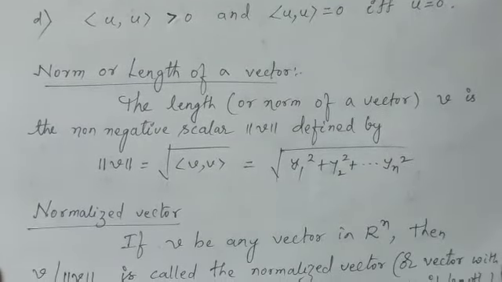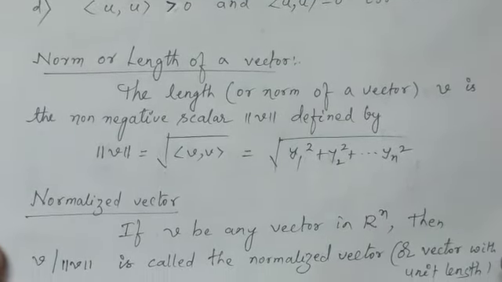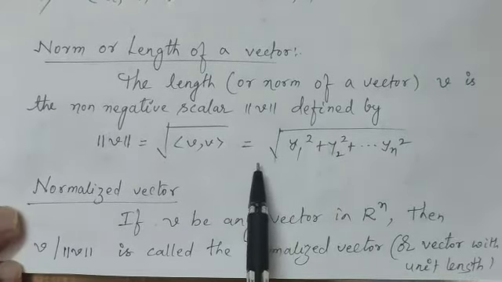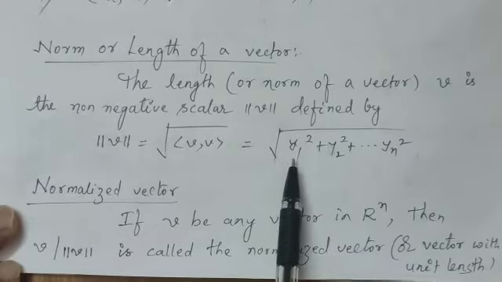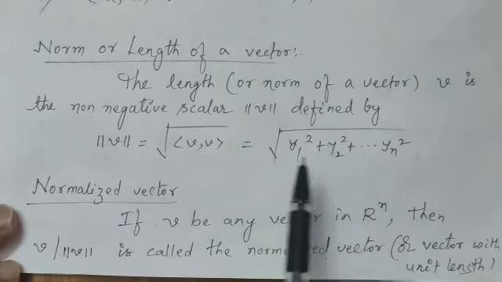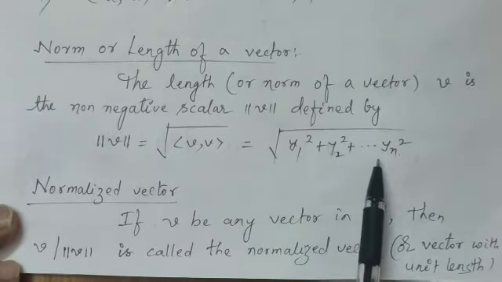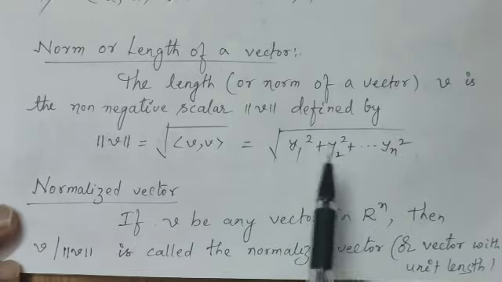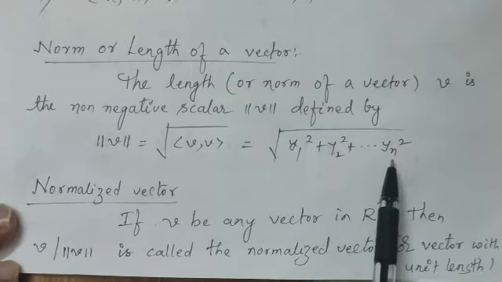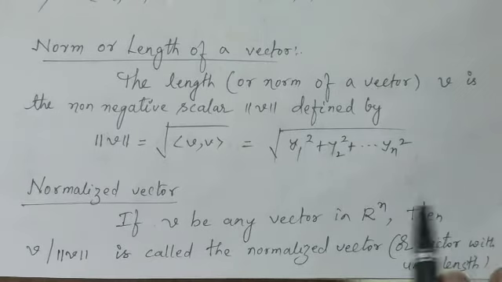So the norm of the vector is the square root of the inner product of v comma v. That is equal to the square root of the sum of the squares of the components of the vector v. Square root of y1 square plus y2 square plus etc. yn square. So this gives us the length of the vector v, which has the components y1, y2 etc. yn.